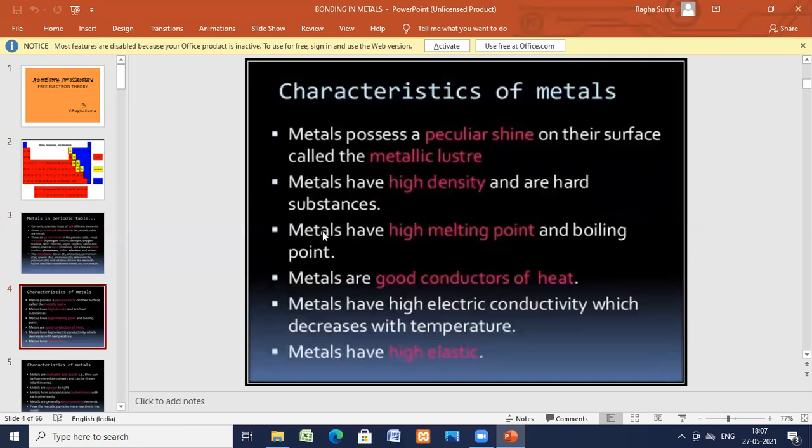Characteristics of the metals. Metals have a peculiar shining on the surface, that is metallic luster, and they have high density, and they are hard substances. Metals have high melting and boiling points. Metals are good conductors of heat. Metals have high electrical conductivity, which decreases with temperature. They have high elasticity. These are the characteristics.